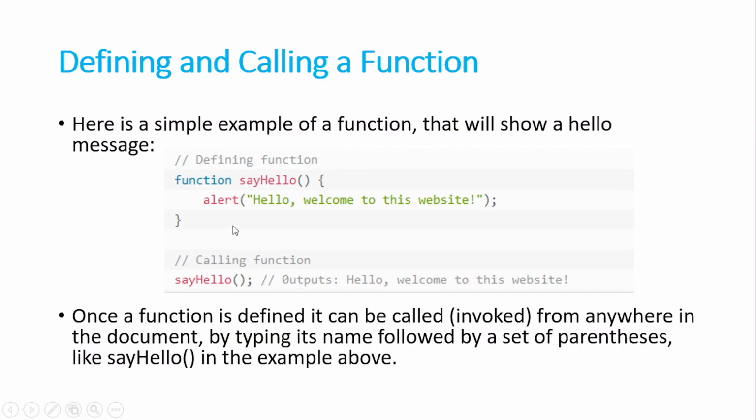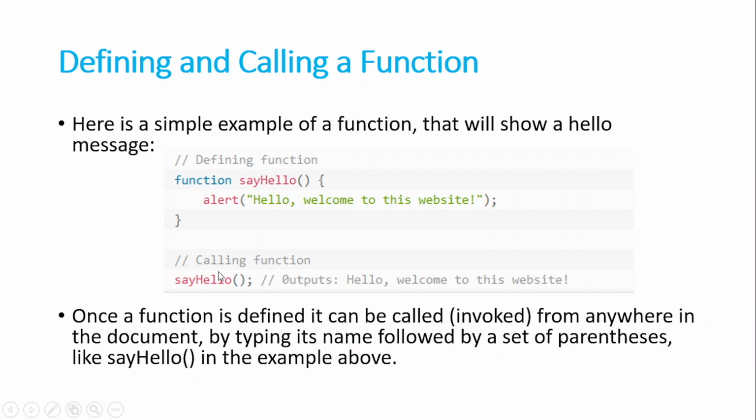Now you can see this is an example of defining a function and calling it. We have a function keyword and we have named this function sayHello. After that, we have specified the parentheses, then the curly brackets. Inside the curly brackets, we're just writing alert, hello, welcome to this website. This alert is the code that we want to execute multiple times. And to execute this function, we just need to call it like this.